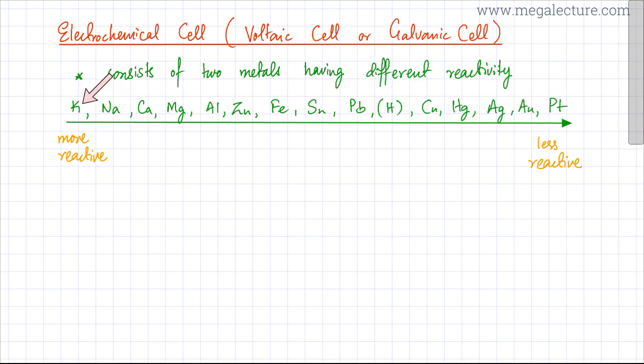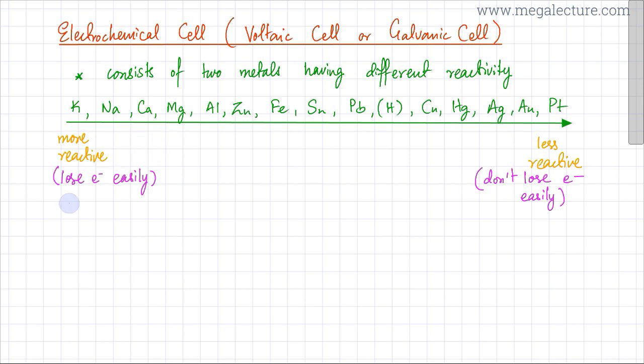Group 1 metals like potassium, sodium, or group 2 metals, calcium, are very reactive, whereas transition metals like platinum, gold, silver are very unreactive. We also need to understand the meaning of the term reactivity when it comes to metals. If we say that a metal is very reactive, that means that it has a very high tendency to lose electrons. So it's going to lose electrons very easily.